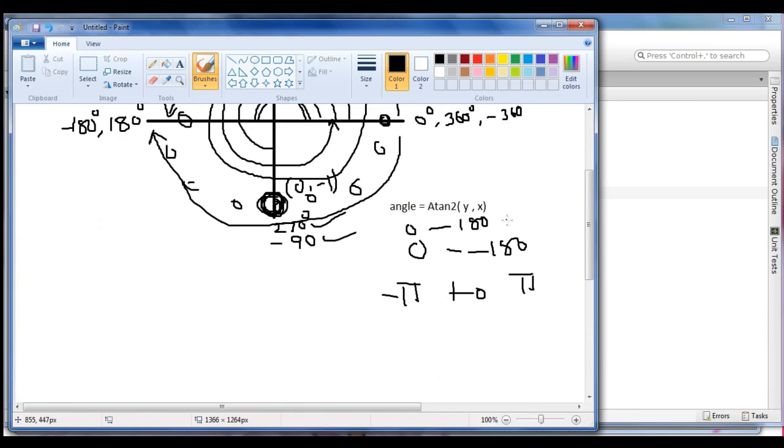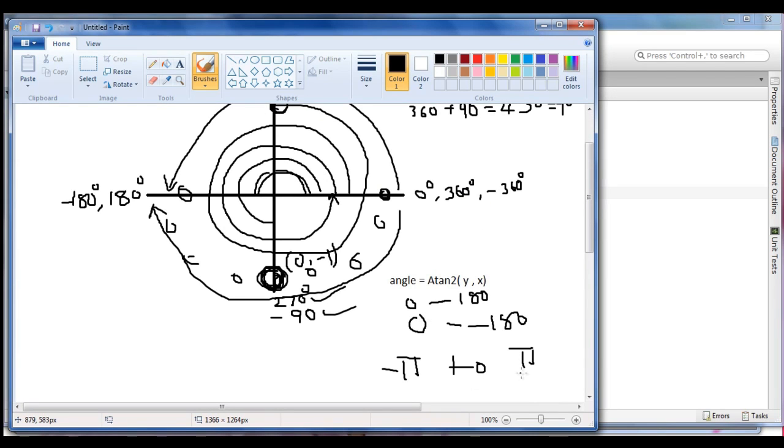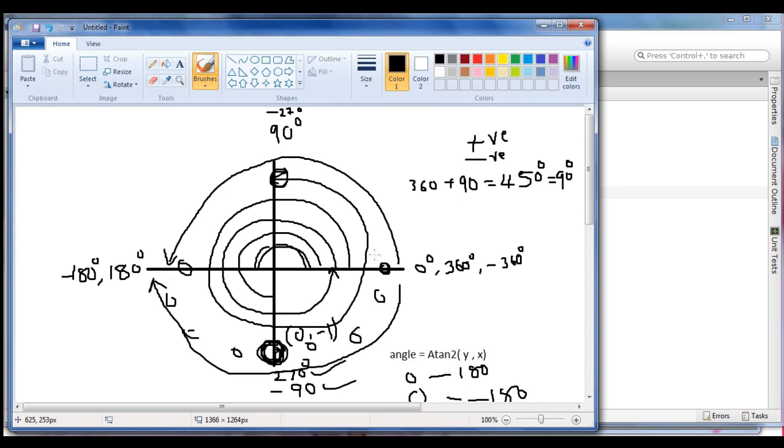So remember that the Atan2 function returns values between -pi to pi. That means -180 to 180. You need to write code if, let us say, you want to get the value from 0 to 360. You want to get all the values completely.